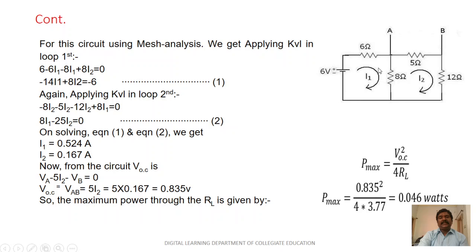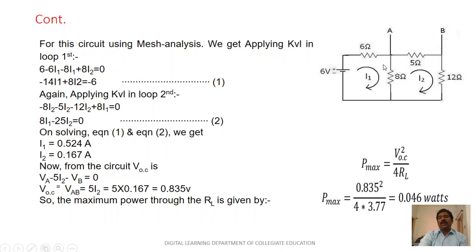For the first loop, 6 minus 6I1 and 8I1, with the current moving in the opposite direction, minus 8I2, is equal to 0. So this is 14I1 plus 8I2 is equal to minus 6. This is the first loop network, equation 1. Again applying KVL in loop 2, we don't have any source here.